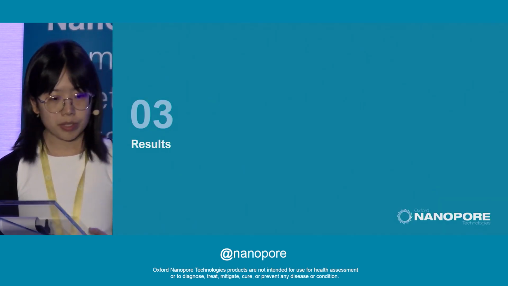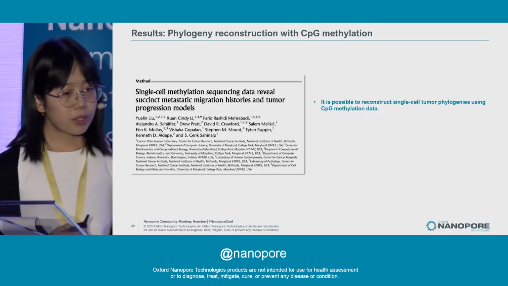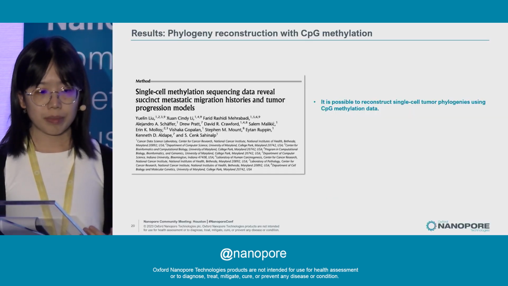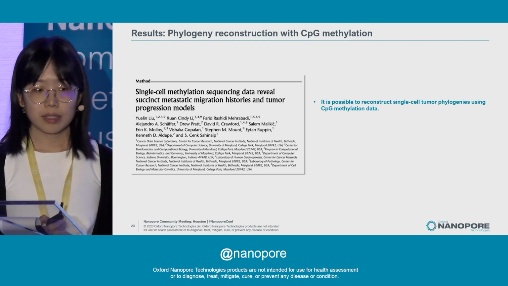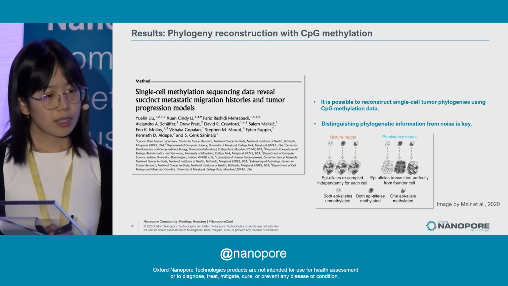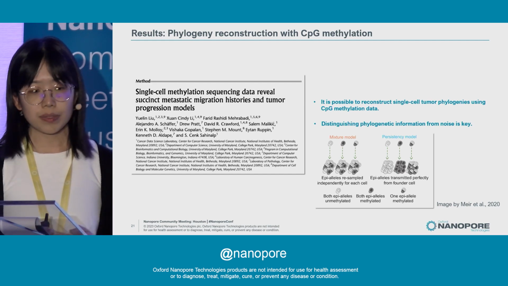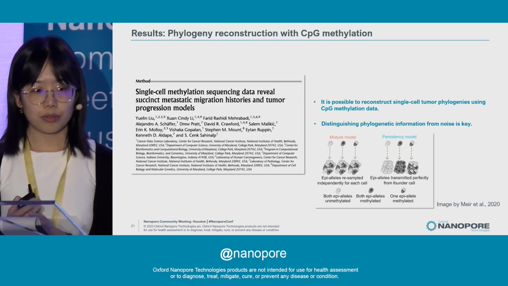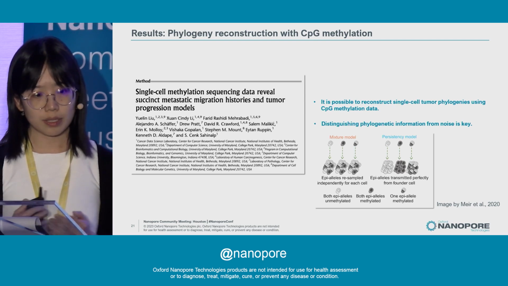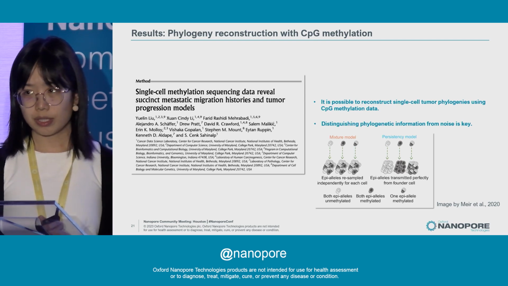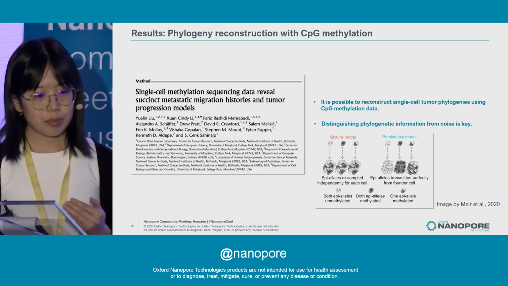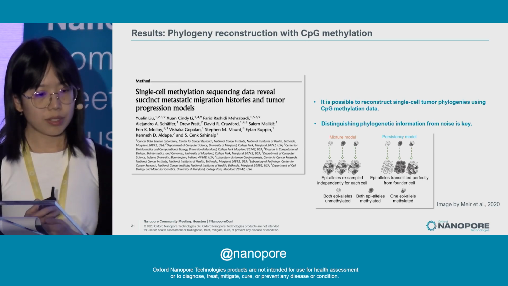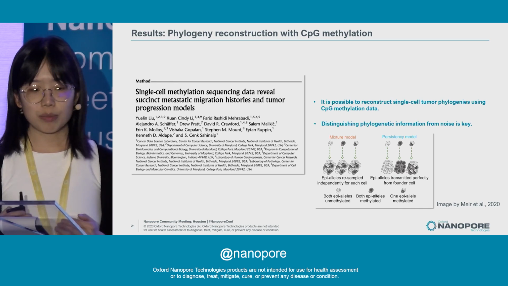So in our work published in Genome Research earlier this year, we showed that it is possible to leverage genomic methylation profiled from single cells to construct tumor phylogenies. And to obtain an accurate tumor phylogeny, the key is to distinguish CpG sites with phylogenetic information from those whose change in methylation status is more akin to stochastic noise. So now the question is, can we adapt the CpG methylation-based phylogeny reconstruction algorithm for methylation profiled from Nanopore long-read sequenced sublines?